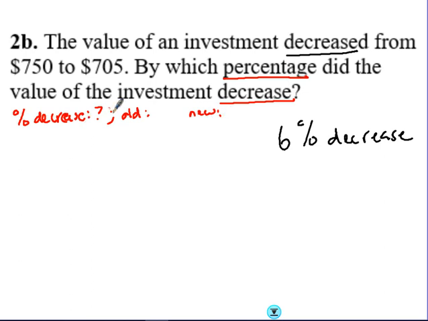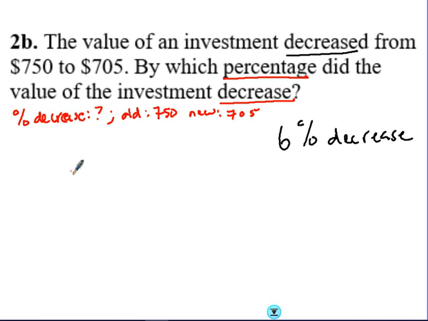And so if it's a decrease, I expect that the old value is higher than the new value so that it can go down. So that means the 750 being the higher number is the old amount, and the new amount is 705. That's a critical part of how to set this problem up correctly.